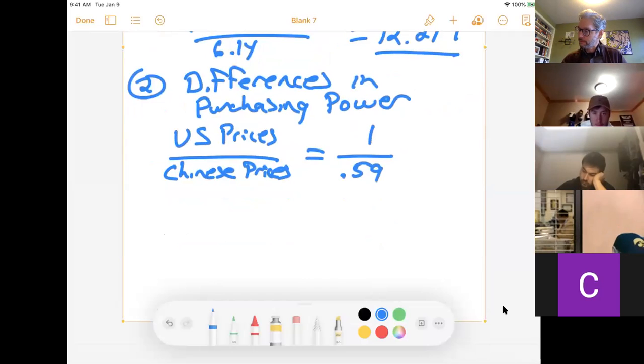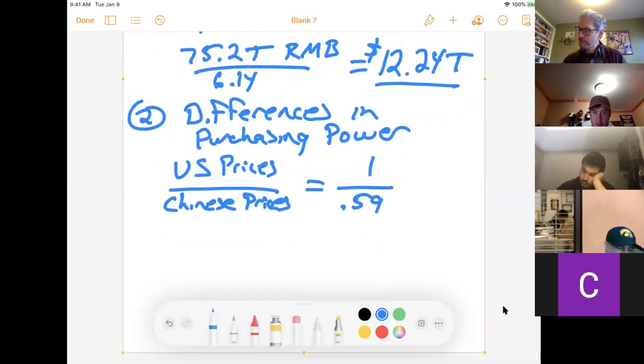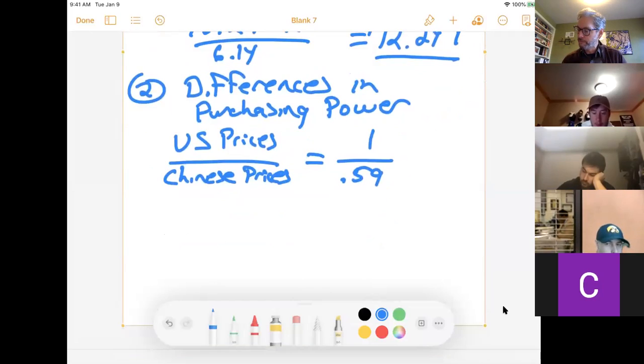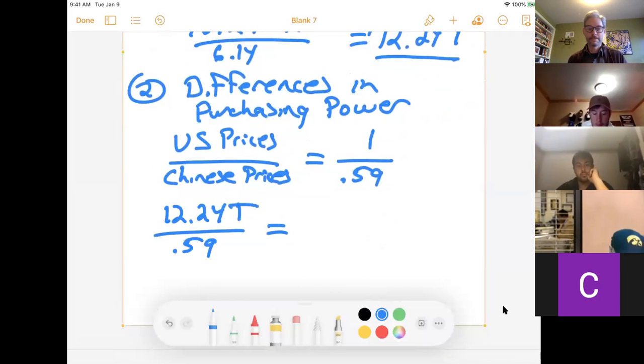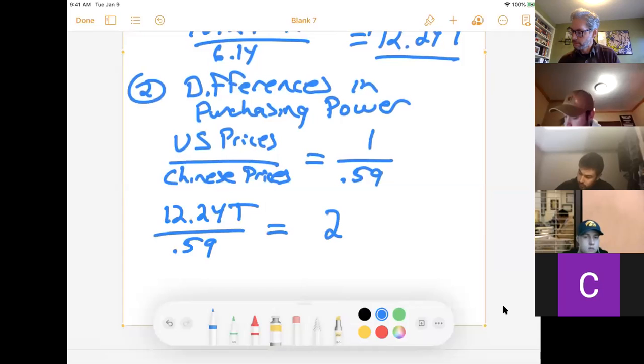But what we need to do with this number is we think about, well, then how much does that 12.24 trillion buy? If we divide it by 0.59, we're getting really an estimate of the purchasing power of that 12.24 trillion. So divide 12.24 by 0.59, and we get $20.74 trillion.